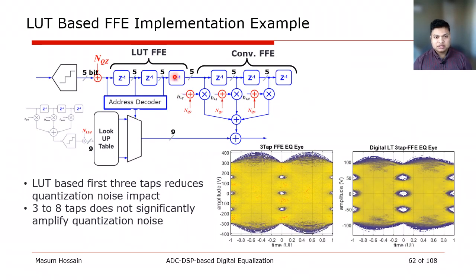However, such techniques should be limited to only pre and post cursor taps because of the complexity of the lookup table and the number of entries that goes into it. The remaining taps can be done in a conventional manner because their magnitude is smaller. The noise amplification should not be that significant, and you can still see the eye improves.